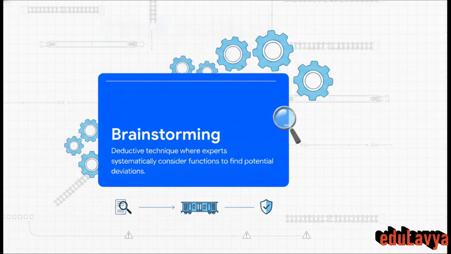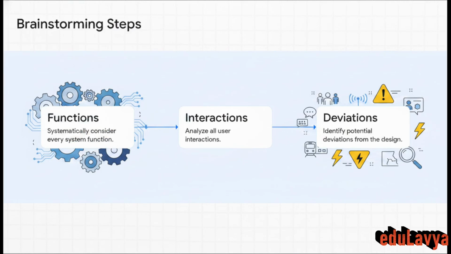Let's look at brainstorming first. Now, in a railway engineering context, this is a formal, deductive technique done in highly organized workshops. It is absolutely not just a bunch of people sitting around having a random chat. Instead, a panel of subject matter experts systematically goes through every single system function and user interaction to proactively hunt for potential deviations from the intended design. Let's break down how this logic actually flows step by step in a professional workshop.